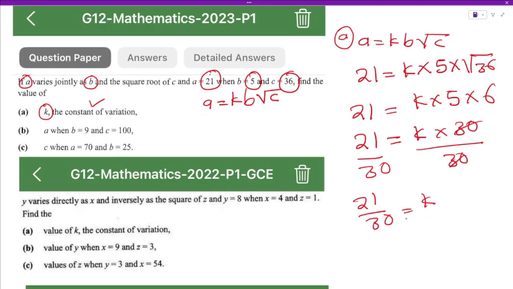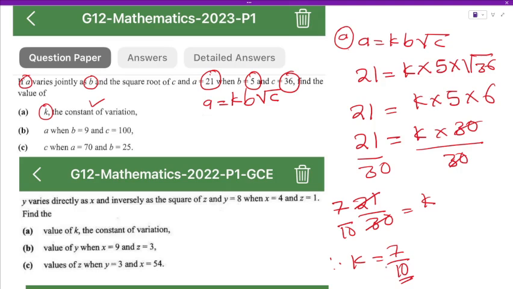Now we can reduce this value. What number can we use? What's the biggest number we can reduce to reduce 30 and 21? We can start with a 3. So 3 into 21 goes there 7 times. 3 into 30 goes there 10 times. And this one we can't reduce any further. Therefore, the value of K is equal to 7 over 10.